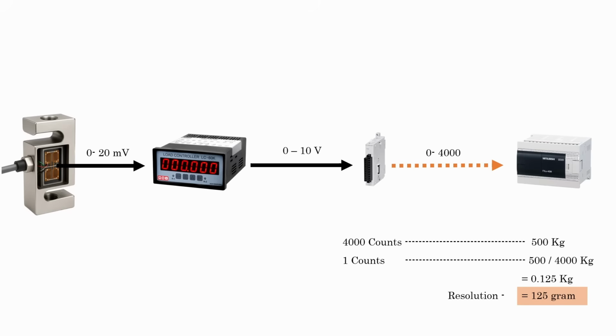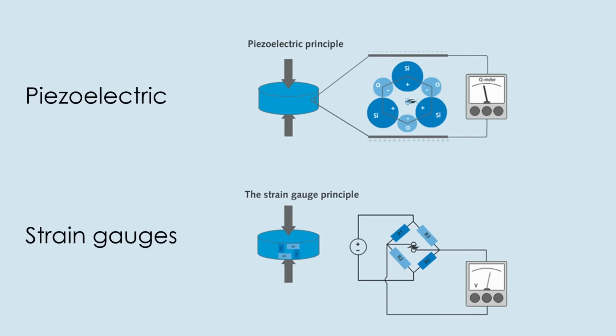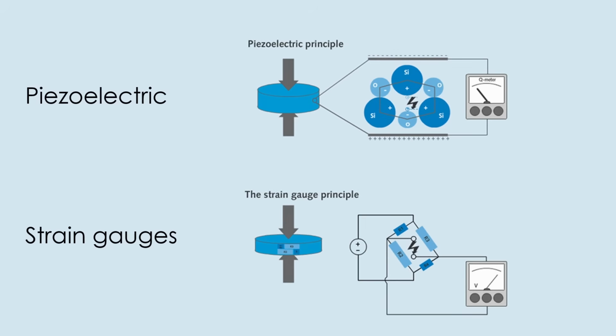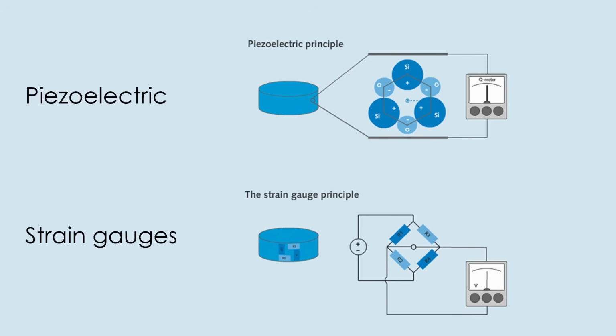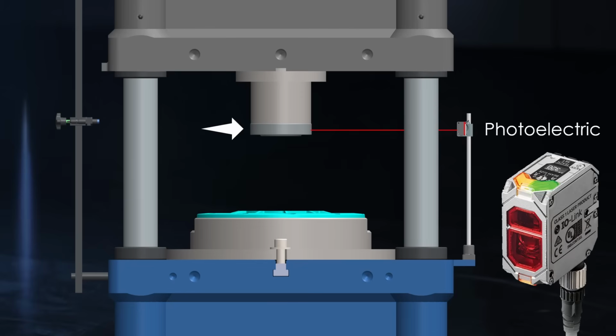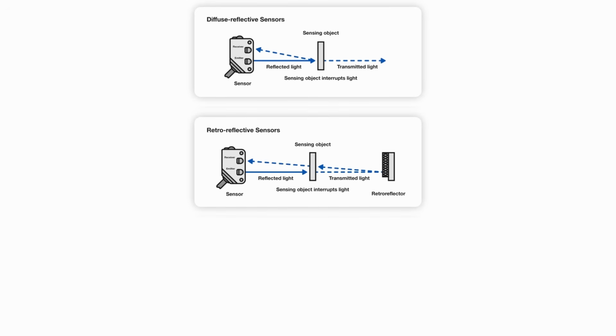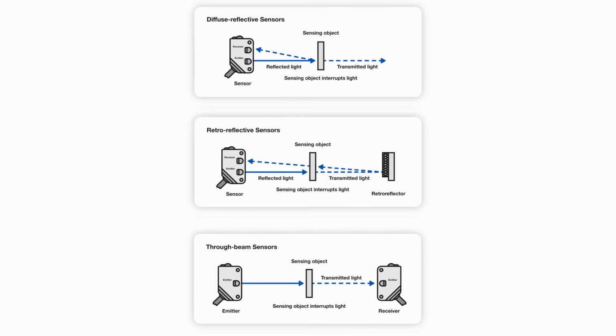Then comes another question. For our application, should we use a strain gauge type load cell or a piezoelectric type? Which one performs better for a static condition and which one is for dynamic loading? And the same thing goes for detection sensors. Take the photoelectric sensor. There are different types: diffuse, retroreflective, through beam. Each one works best for a specific case.